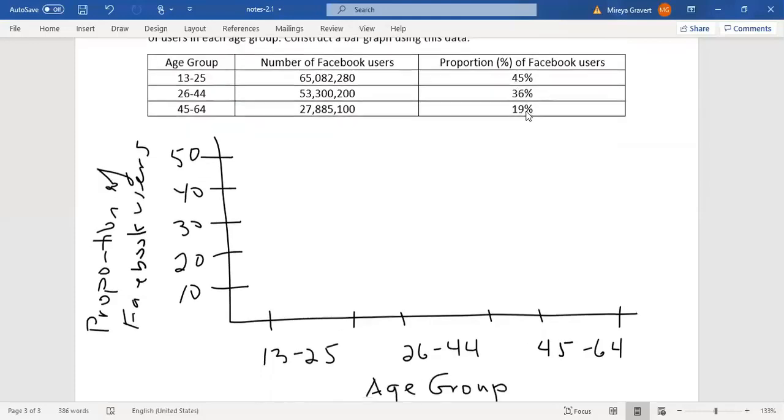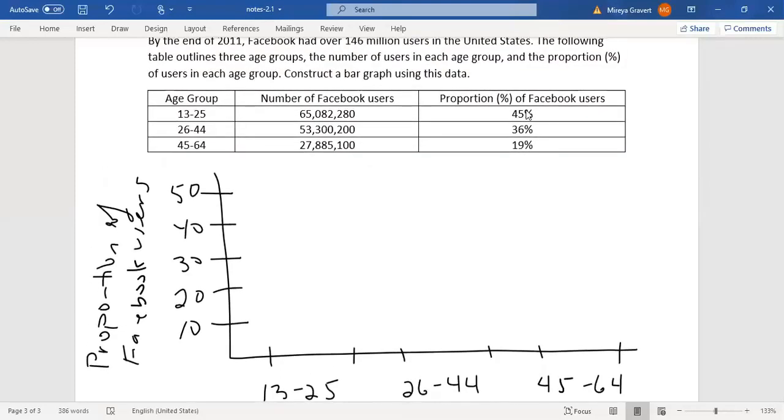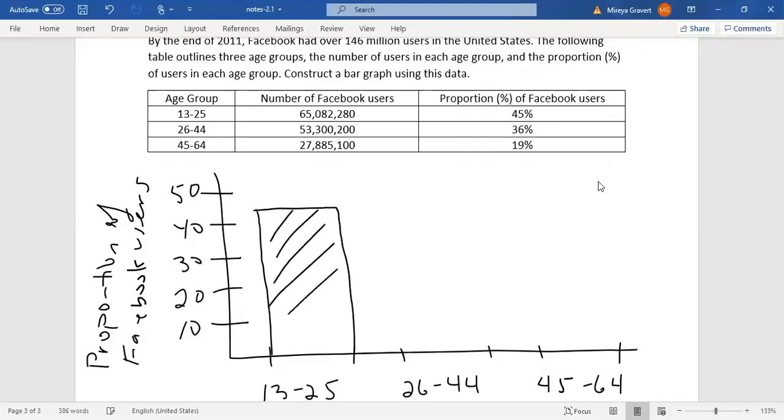Okay. So now it's time to draw our bars. So the first bar from ages 13 to 25 is 45%. So 45% goes up to this high. I'm going to draw my line and create the first bar and fill in my bar. And on top of the bar, I can write in the percentage, so 45%.